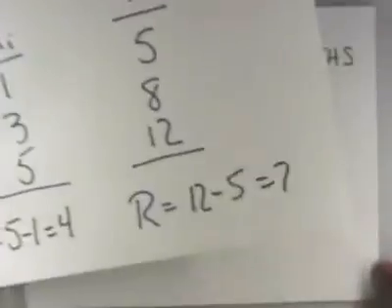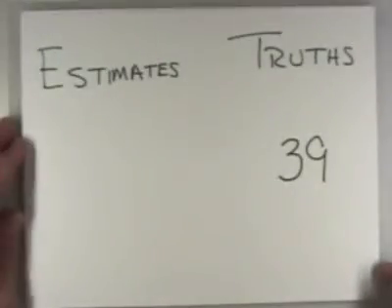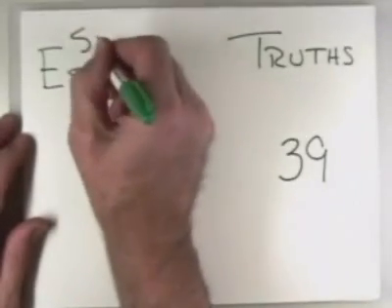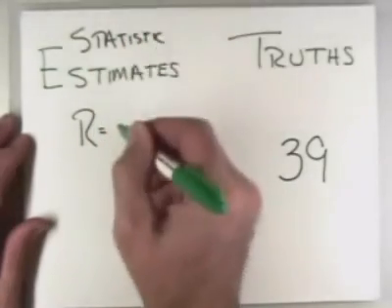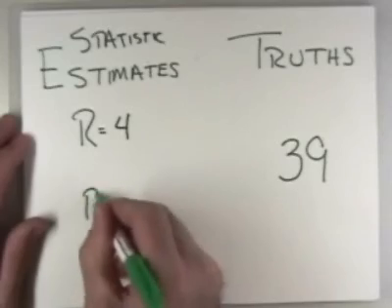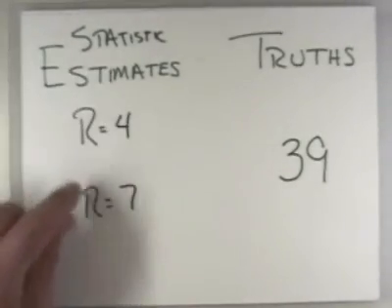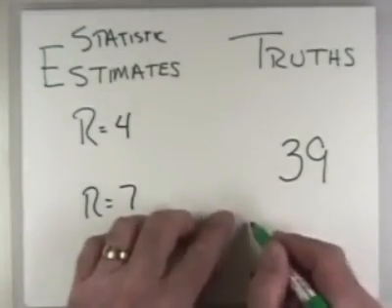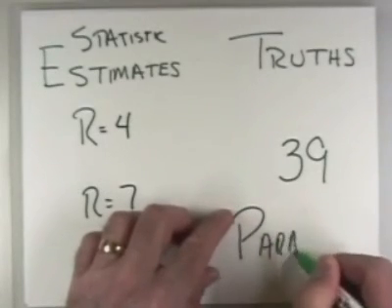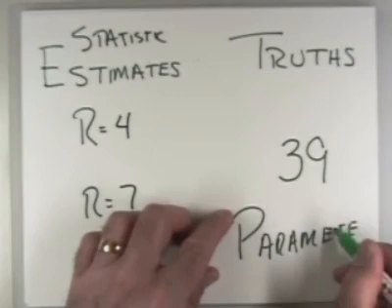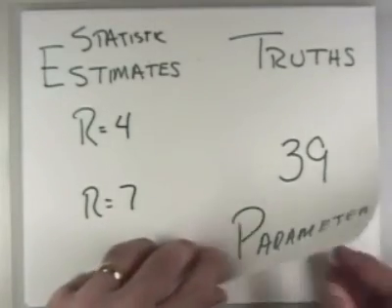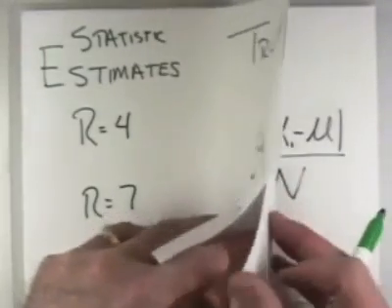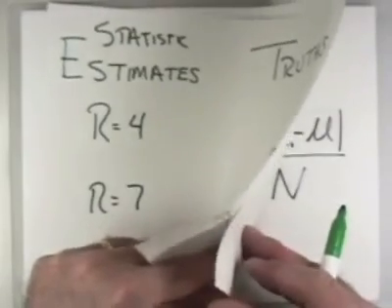There isn't a universally accepted symbol for the true range. So we could say, well, the estimate, the statistic, the range was 4, the other range was 7. Statistics are random variables. Depending on the sample, we'll get different statistics. The 39 here is a parameter. It is the truth, but it is not one that is used extensively. So we move on to other ways of trying to measure variability. If I can get the paper here.